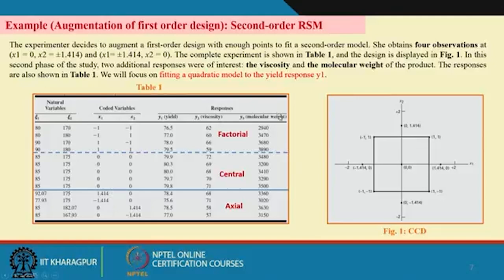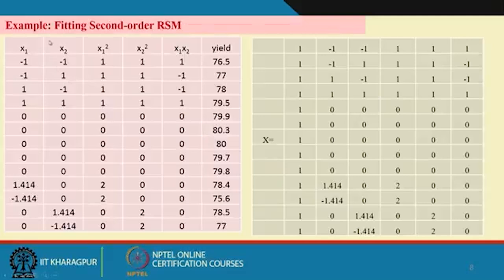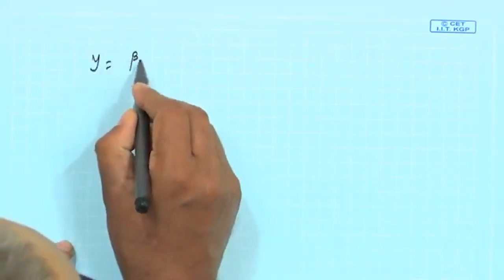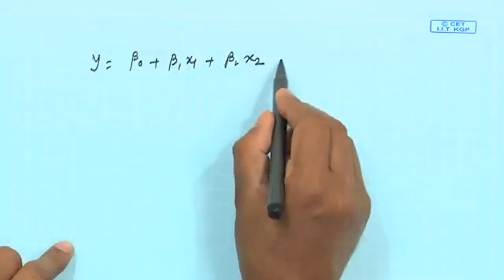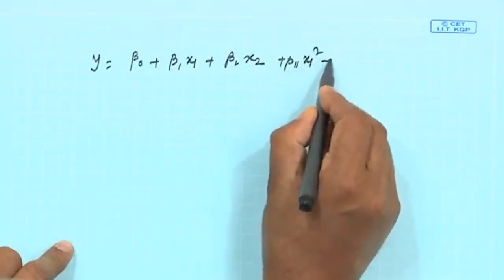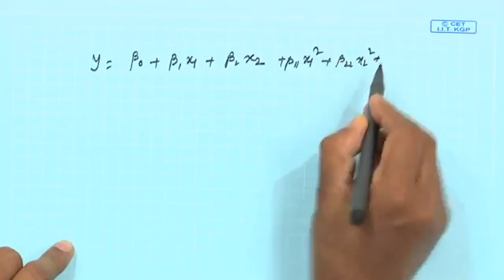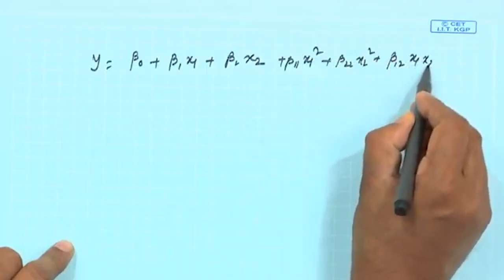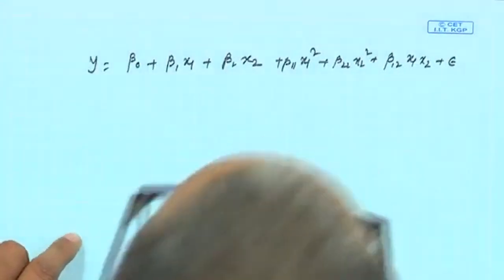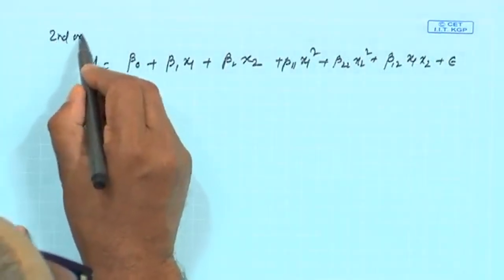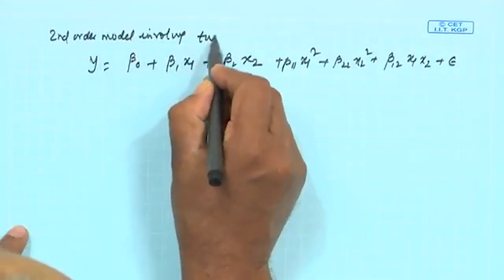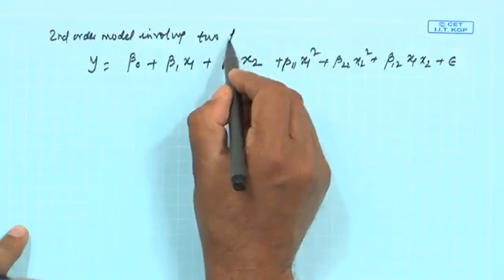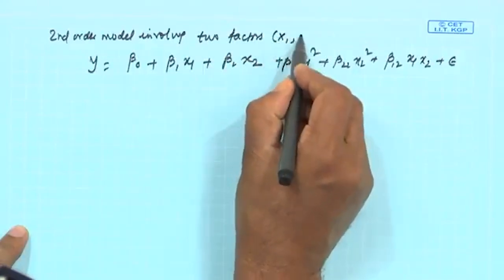Okay. So, this is our model. Our model is y equal to beta 0 plus beta 1 x 1 plus beta 2 x 2 plus beta 11 x 1 square plus beta 22 x 2 square plus beta 12 x 1 x 2 plus epsilon. So, this is our second order model involving two variables, two factors, x 1 and x 2.